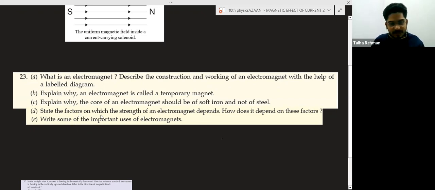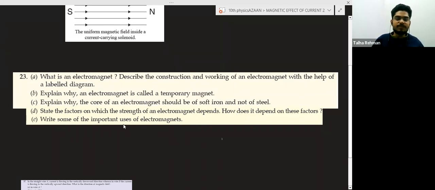State the factors on which the strength of the electromagnet depends. Number one, the number of turns. Second, the amount of current flowing. Third, the type of core material used.